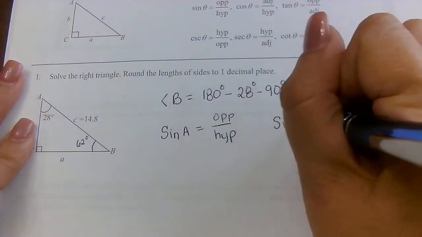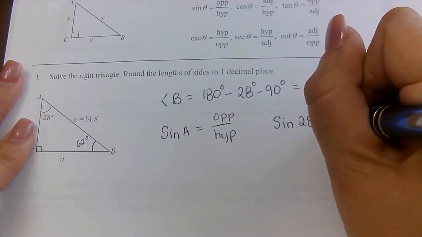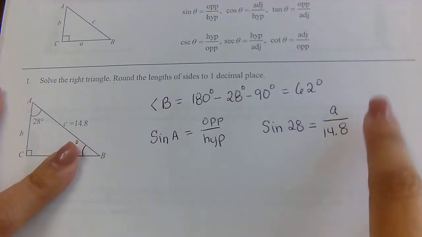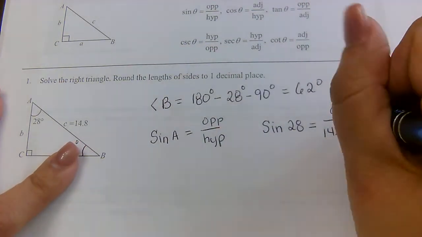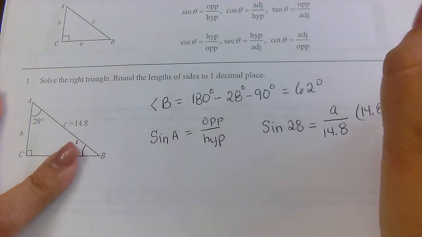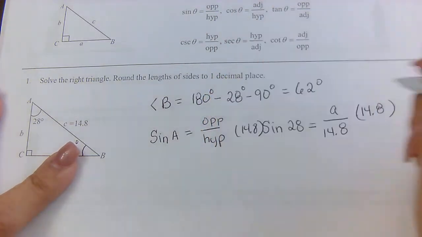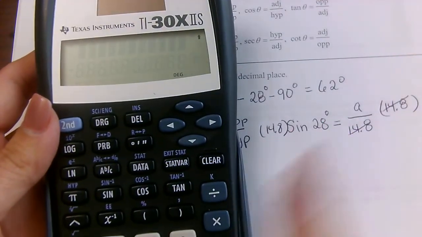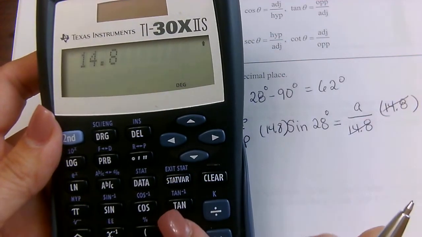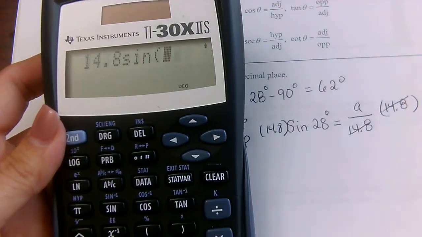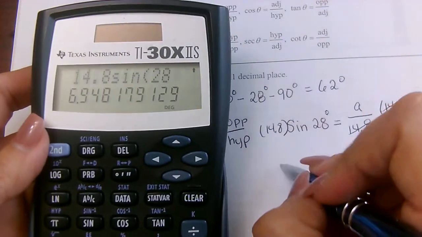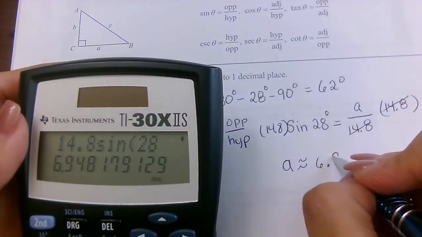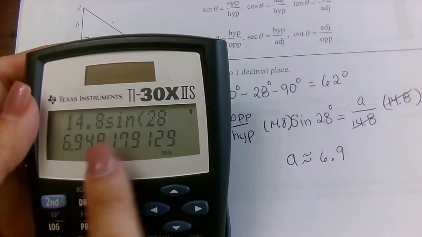Let's fill this in. Sine of 28 is equal to opposite, which is little a, over 14.8. If I want to solve for my little a, I have to move this 14.8. So I'm going to multiply 14.8 to both sides. So those will cancel out. Make sure your calculator's on degree mode, and we're going to go ahead and start with the 14.8 sine of 28 degrees. When I press enter, I get a is equal to 6.9. Okay, and just leave it to 1 decimal place.